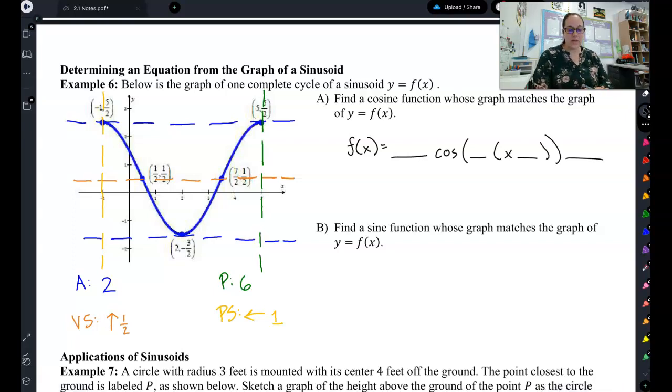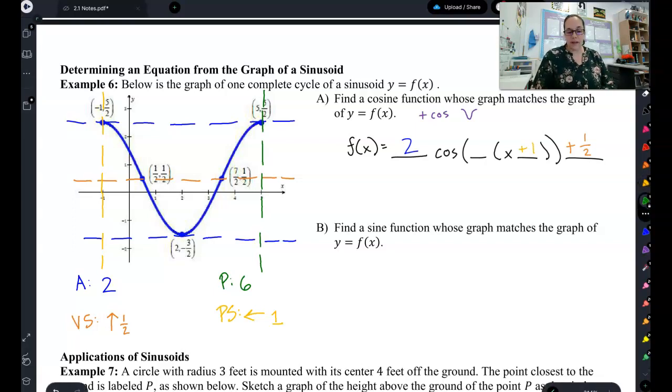Here's our equation. Now, first off, we know that this has the positive cosine shape. So we've got a positive and a cosine. We know the amplitude is multiplying in front, so there's my amplitude. We know the vertical shift is adding or subtracting outside, so since it's up 1/2, we're going to add 1/2. I know my phase shift is adding or subtracting inside, so since it's left 1, it's going to be +1.